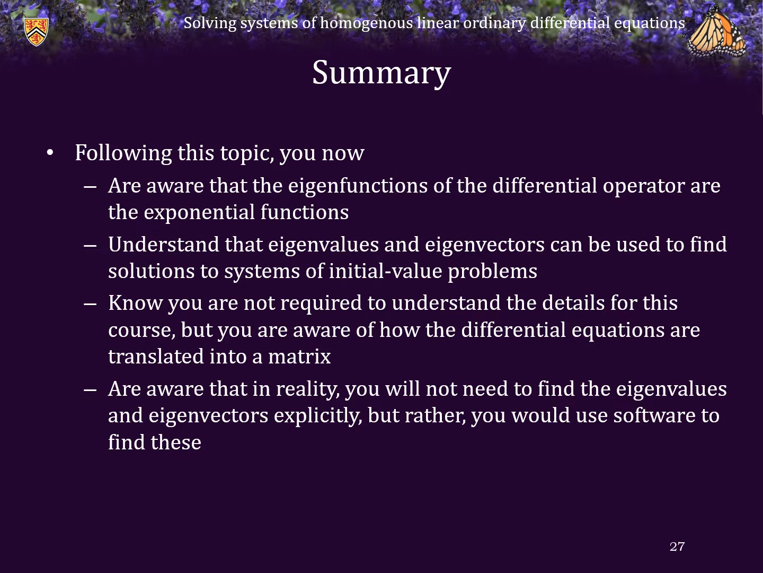Following this topic, you now understand that eigenvalues and eigenvectors can be used to find solutions to systems of homogeneous linear initial value problems. You know that you're not required to understand the details for this course, but you are aware of how differential equations, when they are linear, can be translated into a matrix. Given that matrix, you can then use the eigenvalues and eigenvectors explicitly to find solutions.